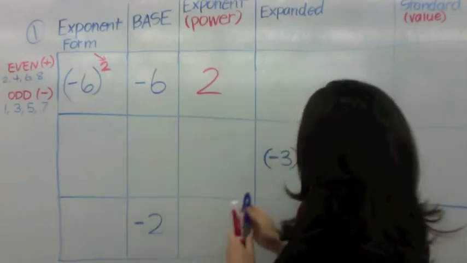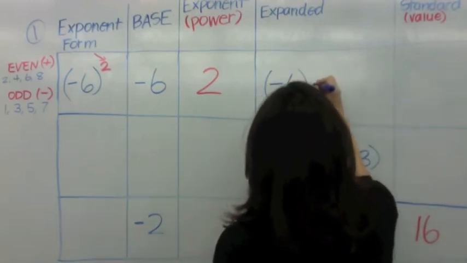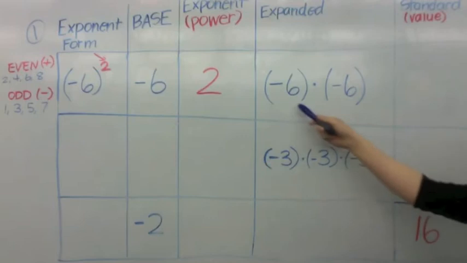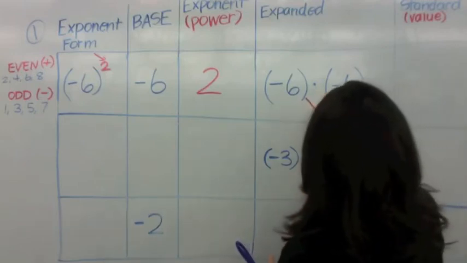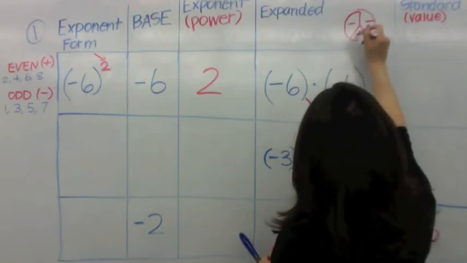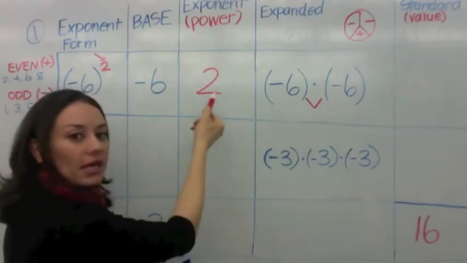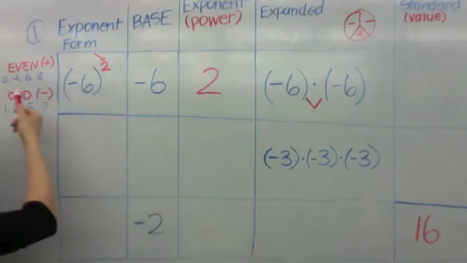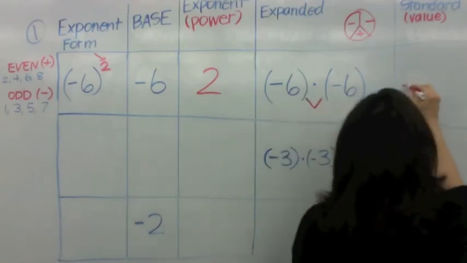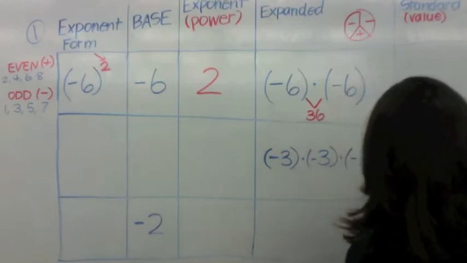It means negative 6 times what? Negative 6. So you're going to write negative 6 in parentheses, a dot for multiplication, and negative 6 in parentheses. Negative 6 times negative 6. Negative times negative is positive. Is 2 an even number? Yes. So the answer has to be positive, because negative times negative is positive. Negative 6 times negative 6 is positive 36.